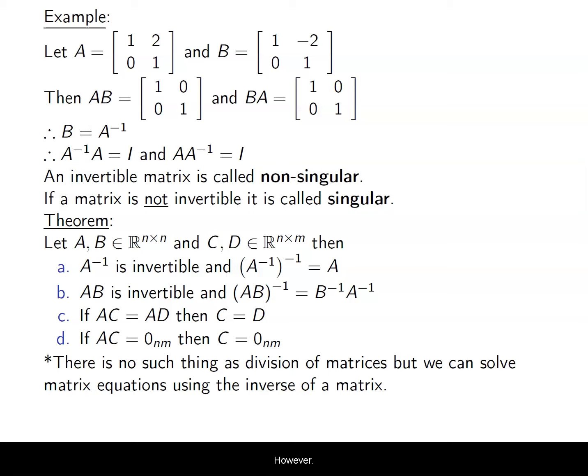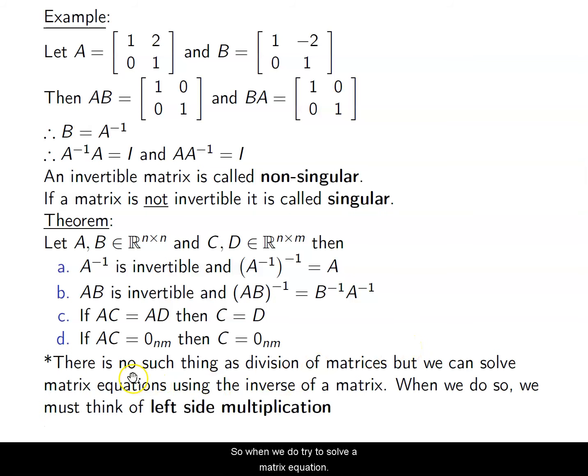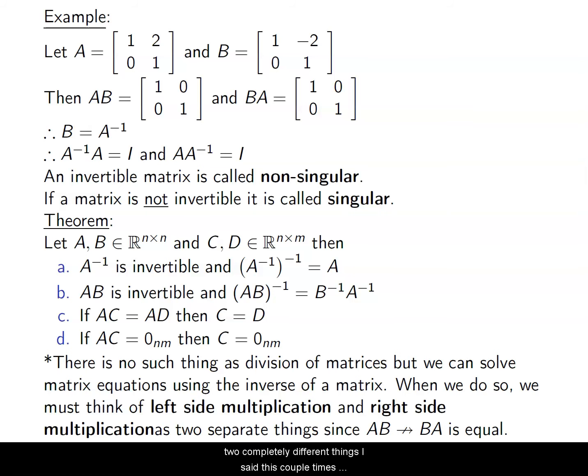However, we have an equivalent method of division by using inverses of a matrix. I'll go through an example of that right now so you can see how that works. But never ever divide one matrix by another. There's no operation for that. It does not exist. So when we try to solve a matrix equation, we have to think of our left side multiplication and our right side multiplication as two completely different things.